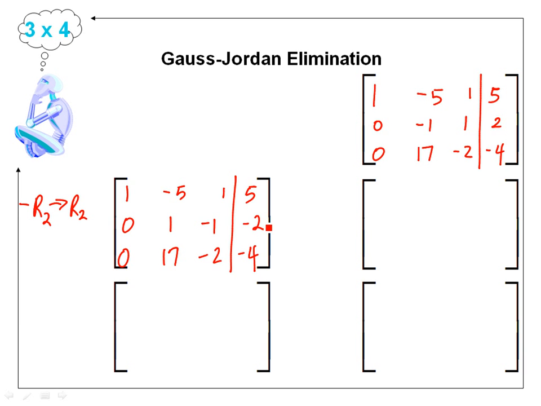Now, we want this -5 to be 0 and this 17 to be 0. It doesn't matter which one you do first, as long as you get them to be 0. So let's make this 17 a 0. So -17 times row 2 added to row 3, to get row 3.